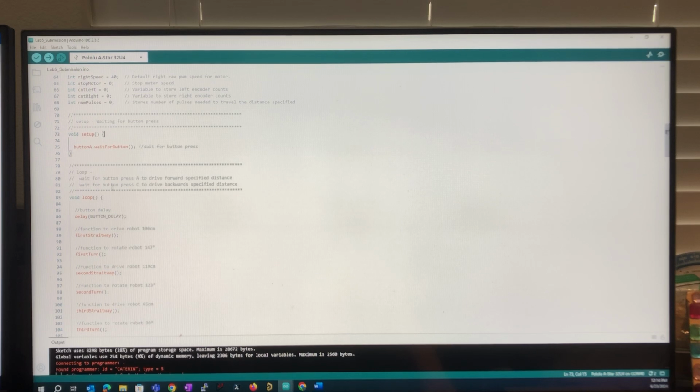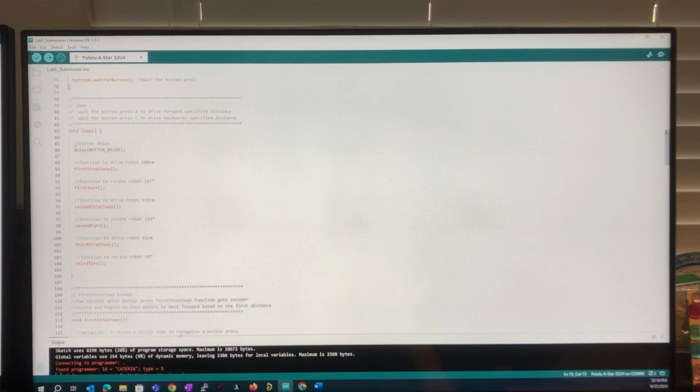So in our setup, we just basically wait for button A to be pressed. Once it's pressed, we go into our void loop. We have a delay, which you said was 2 seconds. And we have our functions here. We have our first straightaway, which is 100 centimeters. Our first turn, which will be 147 degrees. Our second straightaway, which is going to be approximately 119 centimeters. Our second turn, which is 123 degrees. Our third straightaway, 65 centimeters, and then our third turn is 90 degrees.